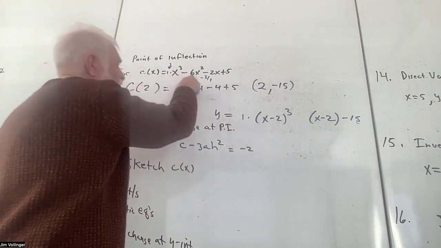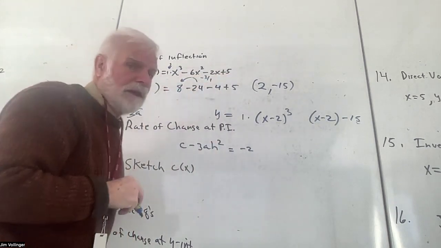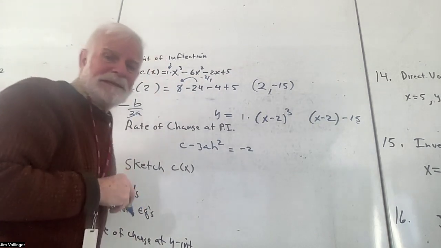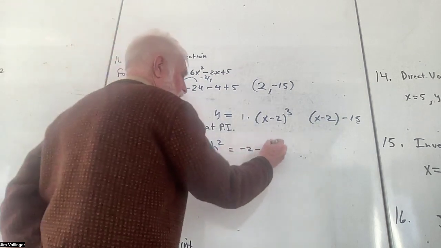All right, A, B, C, D. In a linear function, we only have A and B. In a quadratic, we have A, B, C. In a cubic, we have A, B, C, D. All right, where was I? Minus 3. A was 1.